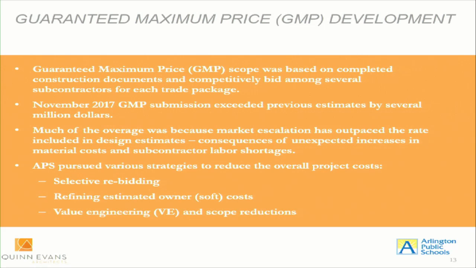So for this project, we followed a similar process to Fleet and Wilson. And in November of 2017, the initial GMP submission very largely exceeded our estimates by several million dollars. And so like the Wilson and Fleet projects, we pursued a number of areas to reduce those costs. That included extending and rebidding some of the elements within the project, looking at the APS owner costs, and also doing value engineering and other scope reduction options.